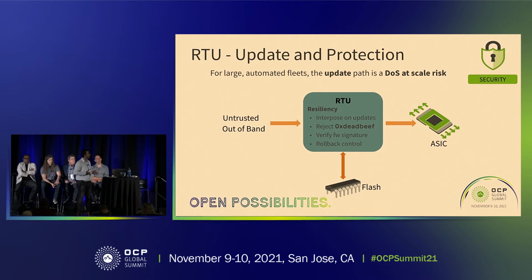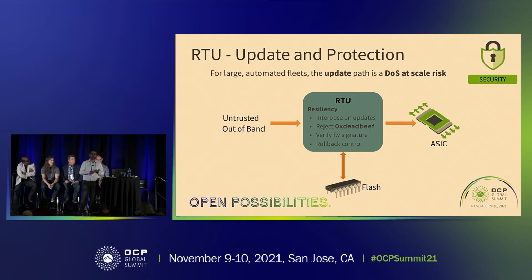It's because for large, hyperscaled environments with automated fleets, the update path can actually serve as a denial of service if a threat actor is able to use this automated update path to flash corrupted firmware on hundreds of thousands of hosts at the same time. They will have achieved their end goals of denial of service. So the RTU has three basic requirements. First, complete mediation.